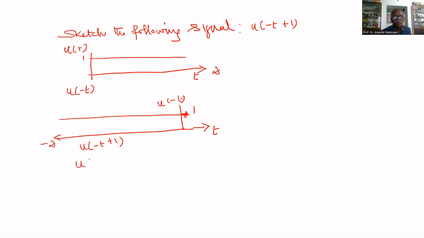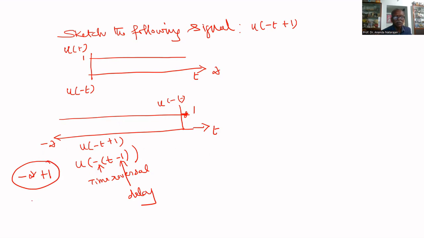For that, let us take the minus sign side, t minus 1. So this minus sign indicates time reversal, and this minus sign indicates the delay. Time is already reversed. Now we have to delay. Delay means 1 second delay, which means minus infinity plus 1. If you add minus infinity plus 1, it equals minus infinity.